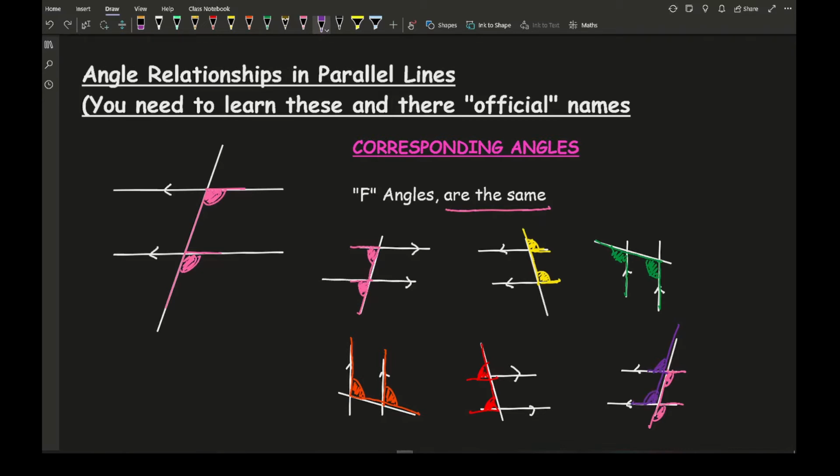I can see another F. So these two angles here would be the same. And I can see, let's go for yellow, I can see another F. So those two angles would be the same. So those angles that you can see in this sixth diagram where the colours are the same, they obviously all represent corresponding angles, so therefore will be the same size.